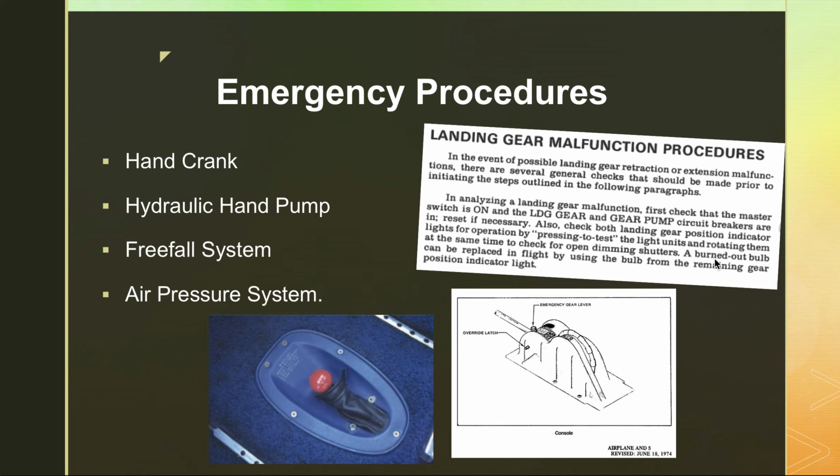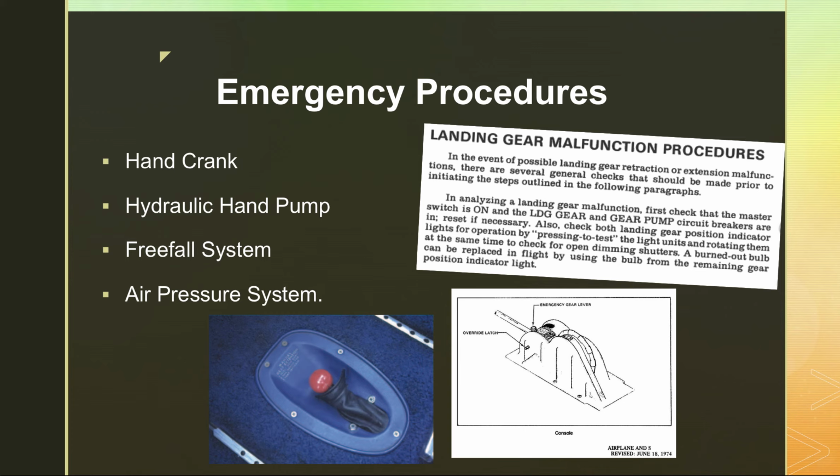A burned out bulb can be replaced. Make sure you double check those dimming shutters. That's the little cat eyes on the bulbs. They're telling you some troubleshooting steps to take here. Worst case scenario, you've got the free fall valve. This is like you see in the PA-28, right in between the pilot, co-pilot seats. There is a little lever in the front. You pull up on this lever, and it's that bypass valve. It's the free fall valve. All it does is just let the landing gear fall down on their own.